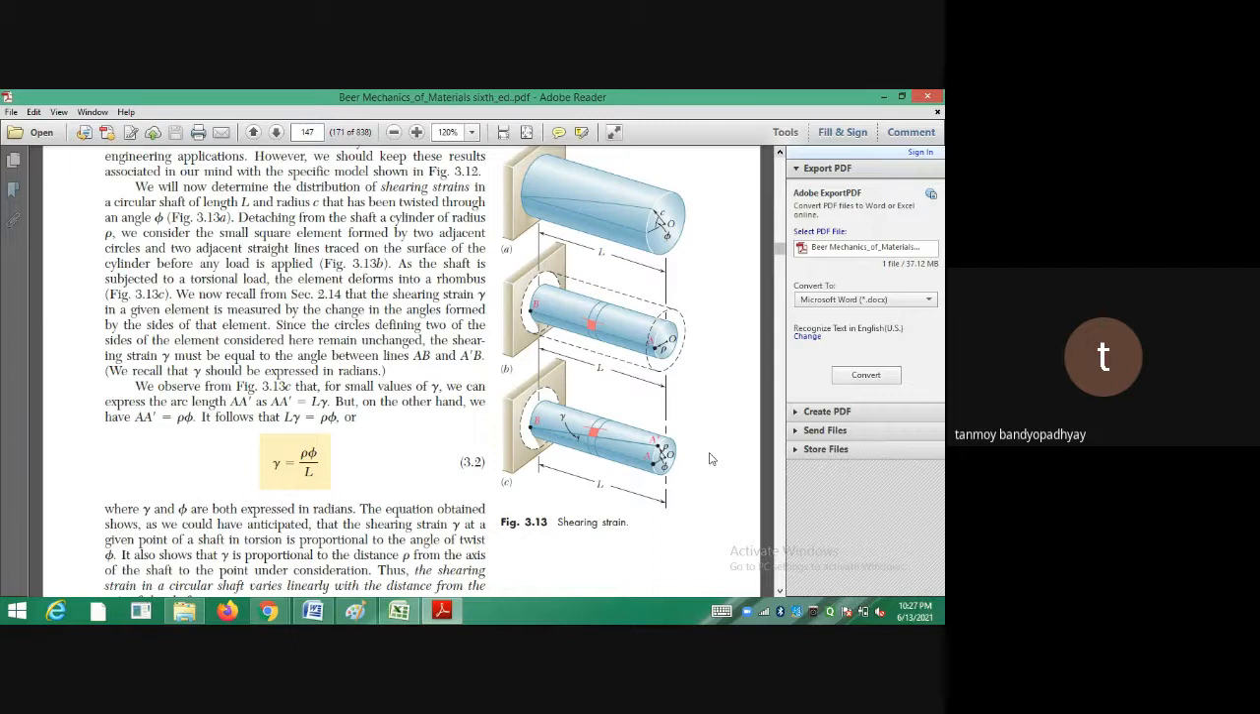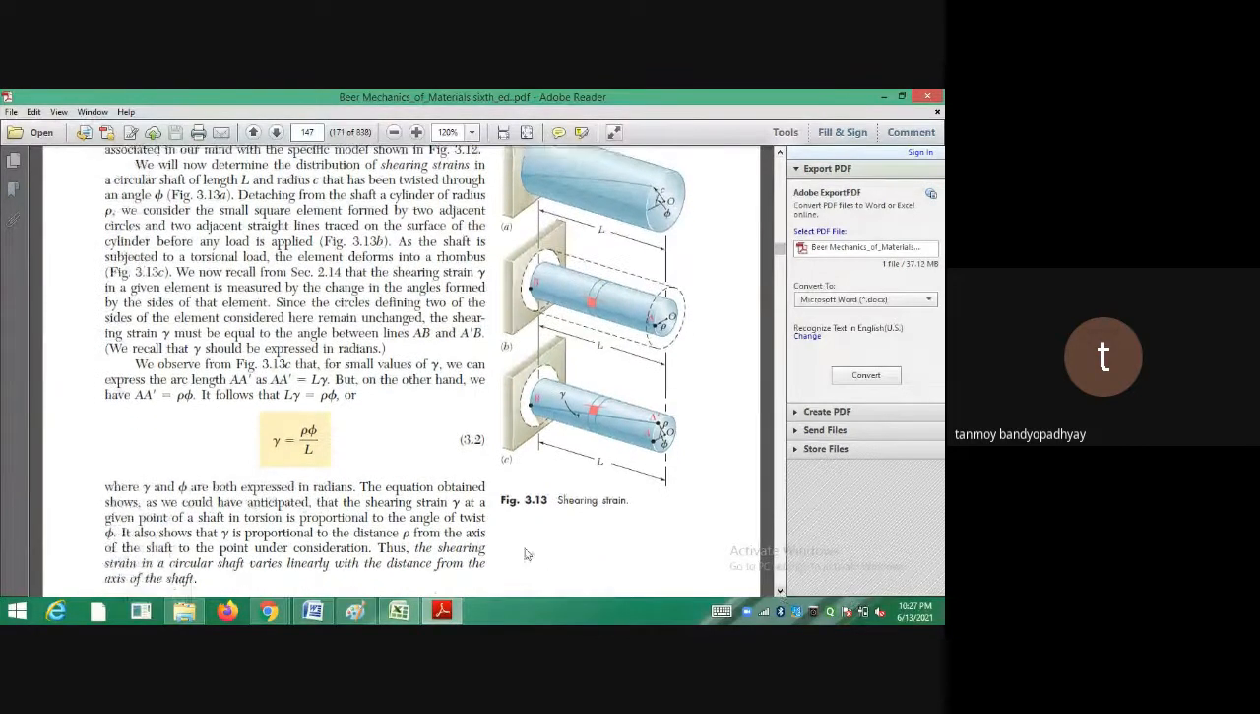What I got is rho into phi by L, at a radius small r. You understand? If you see that gamma when small r is equal to 0, gamma is 0. So at the center of the shaft, at the point O, you don't have any shearing strain. But the shearing strain is maximum on the outer surface of the shaft, the outer radius of the shaft. That is what has been written here.